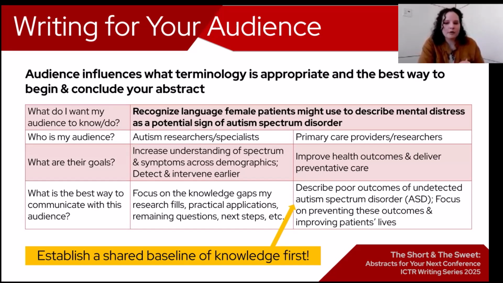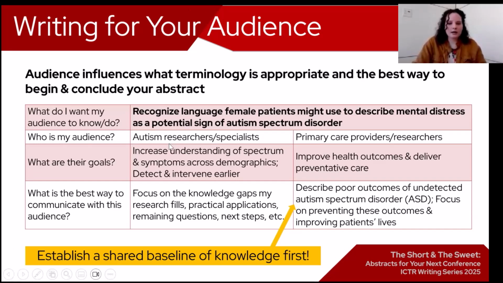So the example that I have here is, say I've been working on a project where what I want to share in my presentation is how to recognize language female patients might use to describe mental distress as a potential sign of autism spectrum disorder. But if I want to present this same content at two different conferences, then how I'm going to write my abstract will be different for each of those.